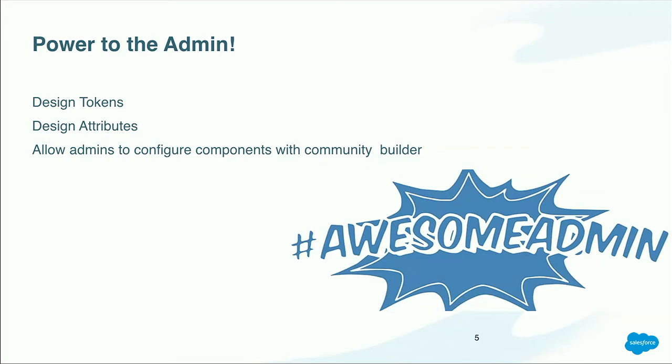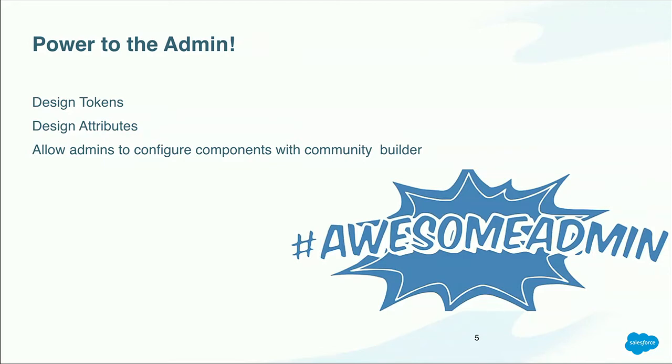The third one is kind of near and dear to a lot of people's hearts here. As a developer, we always want to give the power to the admin. So that's my third tip. And Lightning Components, Community Builder, they have baked-in functionality for this if you dig into it. So the first one is design tokens, and I'll go into these in the next slide. Design attributes as well.